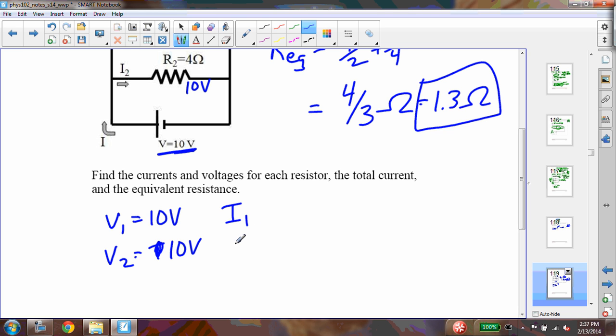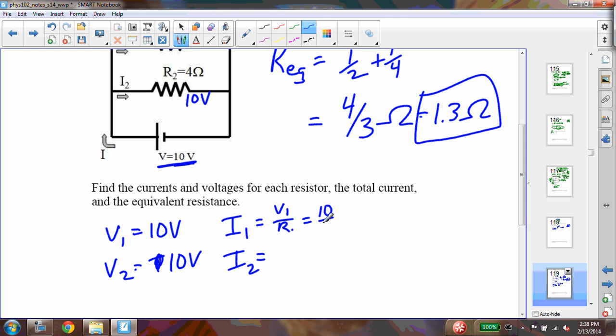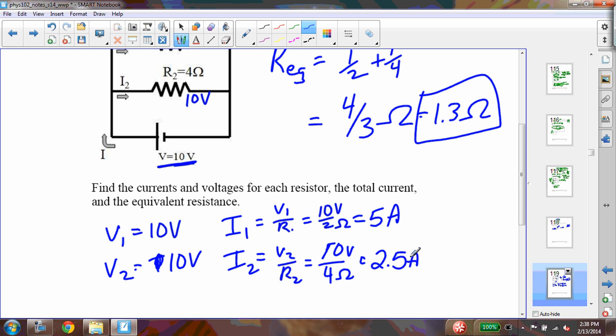Now I can find I1 and I2 because I have two of the components of Ohm's law. That's going to be V1 over R1, which is 10 over 2, which is 5 amps. And then V2 over R2, which is 10 over 4, which equals 2.5 amps. All right, so those are the currents for each.